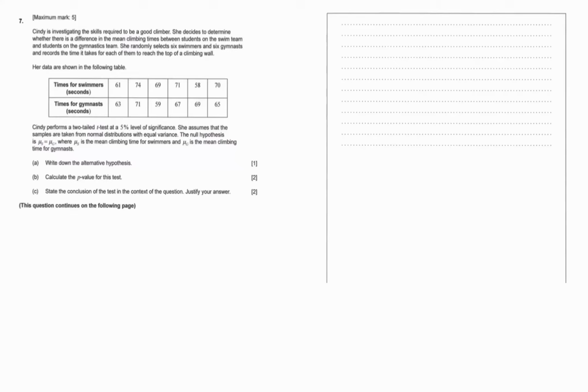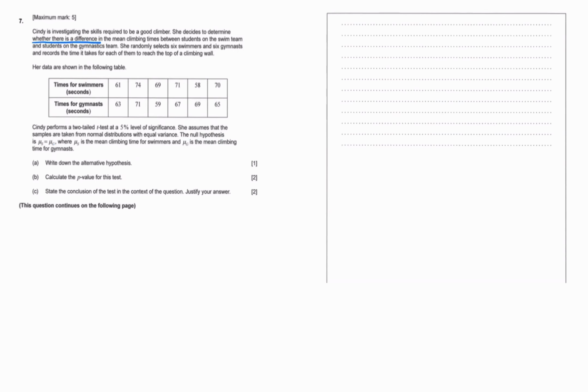So this question is a statistical test question, and we're told that they're investigating whether there are different skills that could make us a good climber. From her climbing group, she records the different times and splits the climbers into two groups, those that swim and those that do gymnastics. We're investigating whether there is a difference. It's not that the swimming is greater or less than the gymnastics, it's just, is there a difference between them?